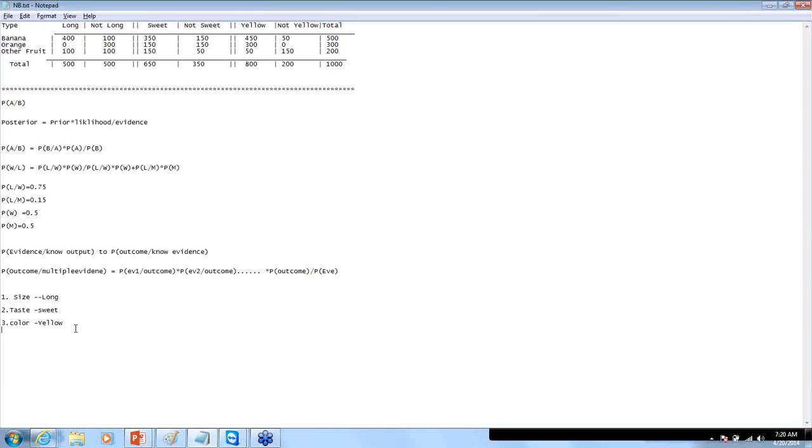Now the question is, we are asked to classify a fruit. We don't know anything about that fruit, and we are told that it is long, sweet, and yellow in color. So what would that fruit be: a banana, an orange, or another type of fruit? Based on Bayes theorem, our naive Bayes classifier will find out what it is.